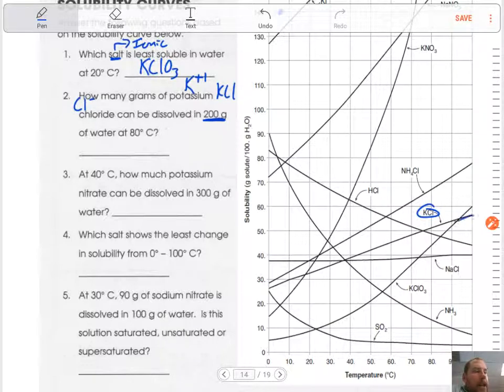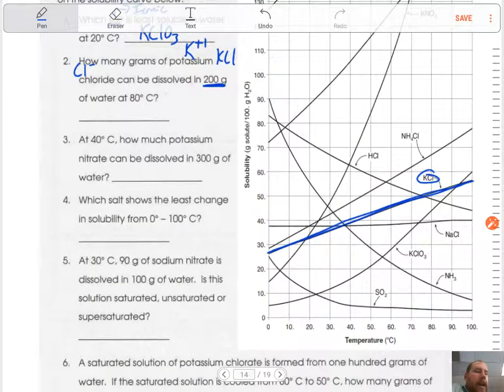That's this guy right here. So this is the line that I'm looking at right along here. We're going to go to 80 degrees and go up. Oh, look, that's right here. Now, there's an estimation piece, so be as close as possible. I would say this is about 52 grams. But is that the correct answer? If I write 52 down here, that is not the correct answer.